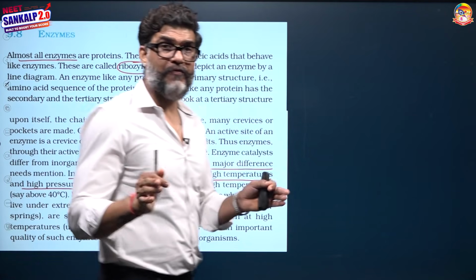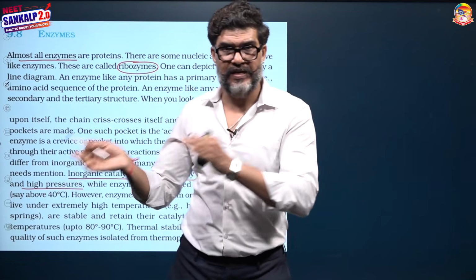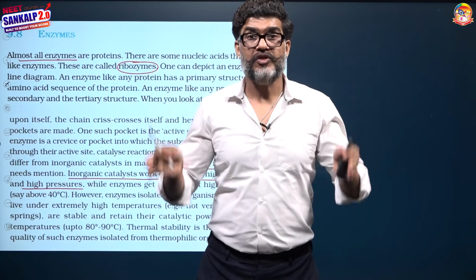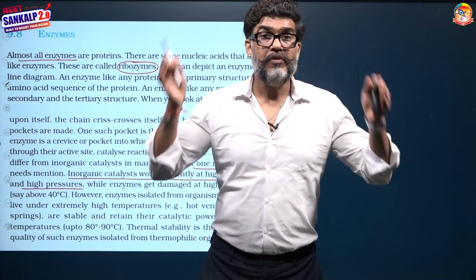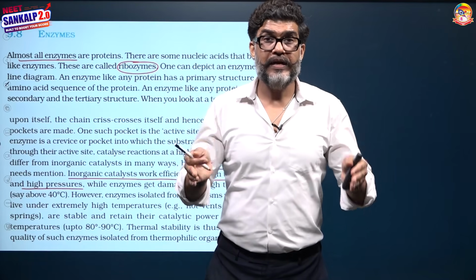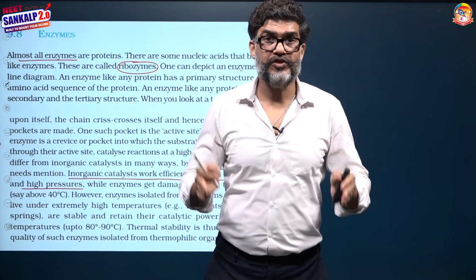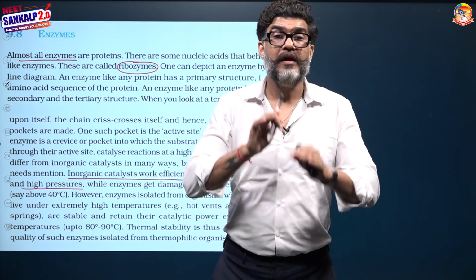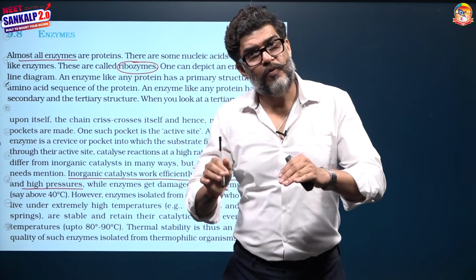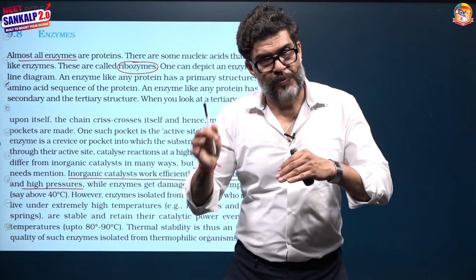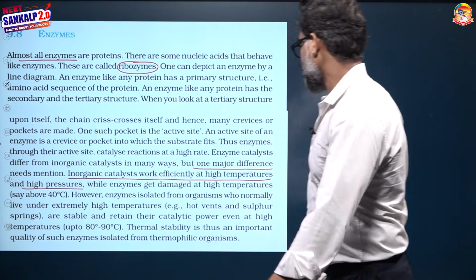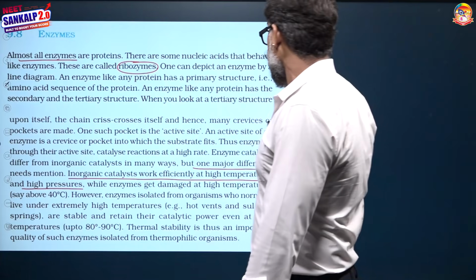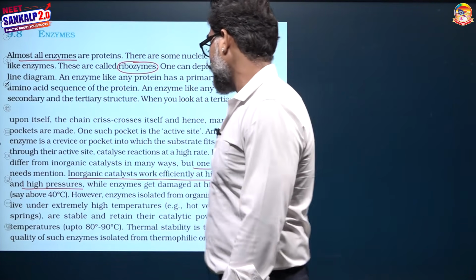Means one of the fundamental differences between catalyst and enzyme is what? That enzymes are temperature, pH and pressure sensitive. They cannot tolerate extremes or fluctuations of temperature, pressure and pH. While catalysts can work at extremes of temperature, extremes of pH, extremes of pressure. Enzymes, however, generally work in an optimum range.